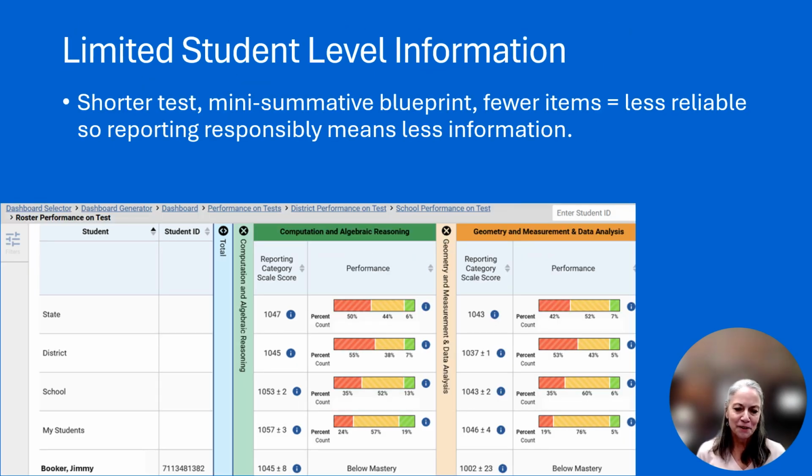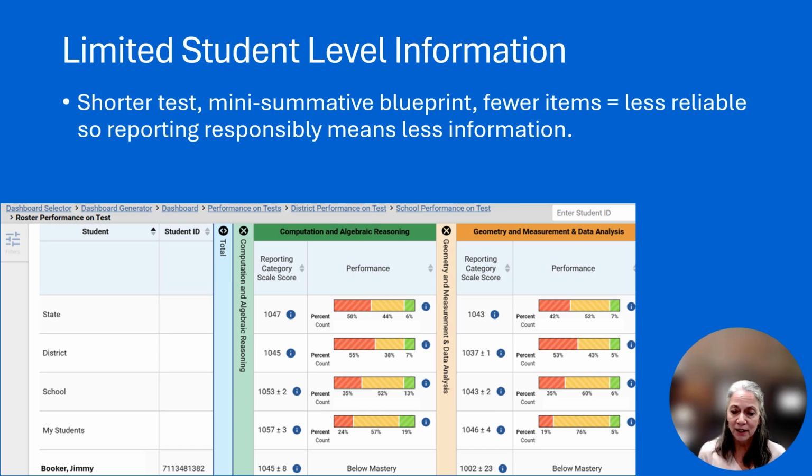You're probably going to hear a few things over and over that are super important. Again, there's limited information, and at the student level, this is incredibly important. It's a shorter test. It's a mini summative blueprint. So there are going to be fewer items, which means that the information we get is always going to be less reliable. Fewer items equals less reliable.